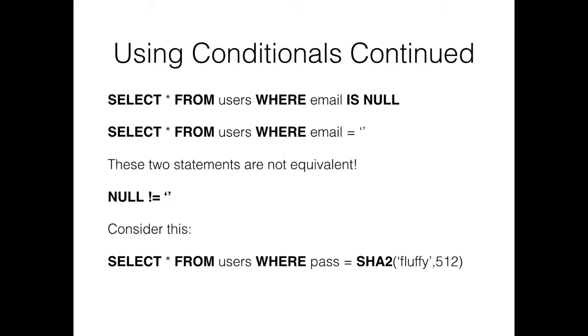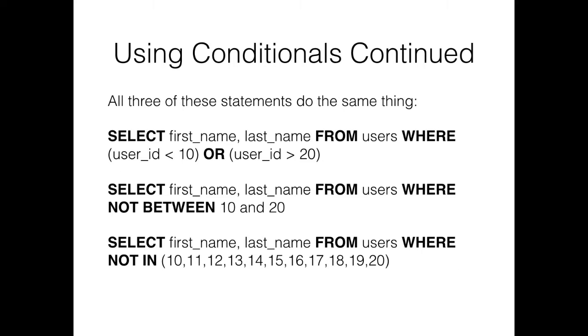Okay? Consider this. Select star from users where pass equals sha2('fluffy', 512). What that's going to do, given the password fluffy, is encrypt that and try to find that encrypted value in the users table. Pretty neat stuff. So when we talk about login forms and stuff like that, that's how we're going to determine if the password that the user entered was the password that they registered with. So all three of these statements do the same thing.